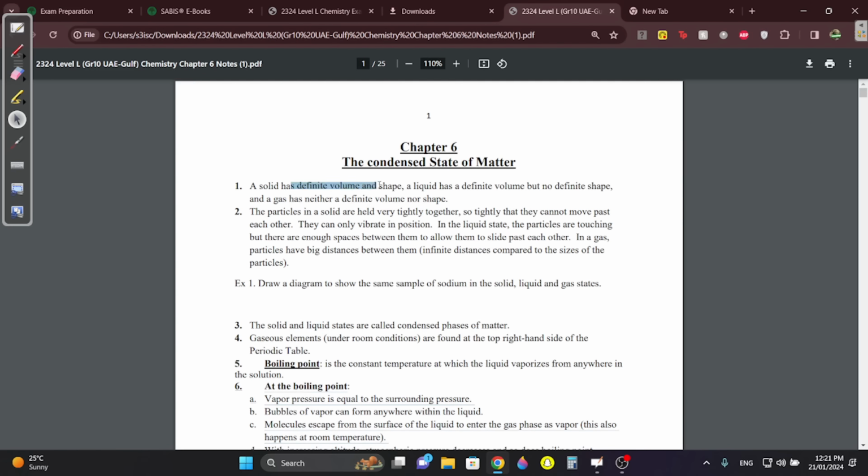You know that a solid has a definite volume and shape. A liquid has a definite volume but no definite shape, because the liquid changes its shape depending on the container. And the gas has neither a definite volume nor a definite shape. And all these are easy.